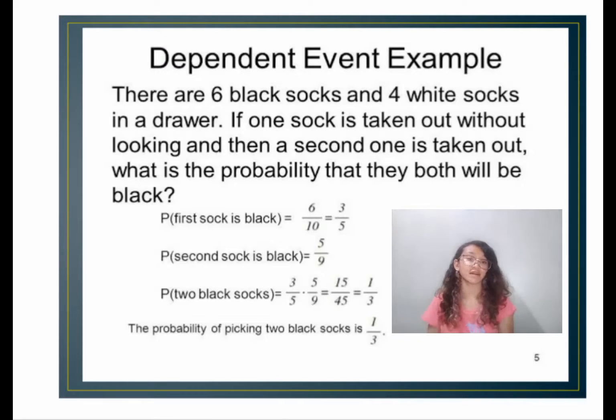So here's another example of a dependent event. There are 6 black socks and 4 white socks in a drawer. If one sock is taken out without looking and then a second one is taken out, what is the probability that they both will be black? So, the first sock is black: 6 out of 10, that is 3 of 5. The second sock is black: 5 of 9. Two black socks: 3 over 5 times 5 over 9 equals 15 over 45, that is 1/3. The probability of picking 2 black socks is 1/3.